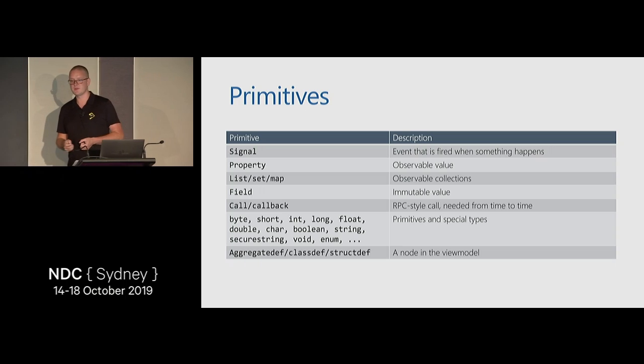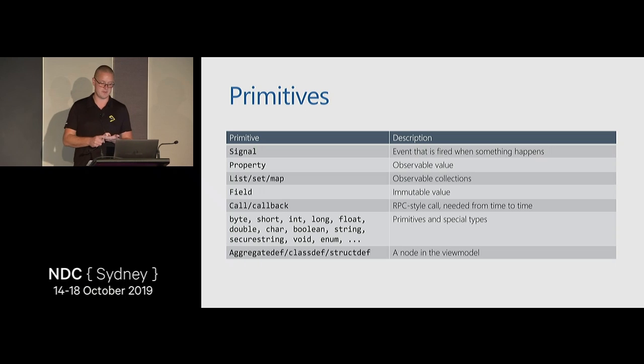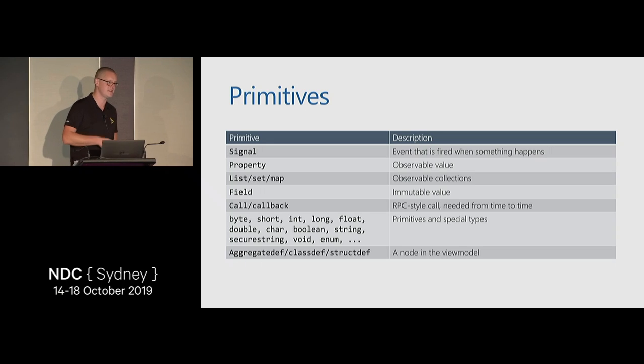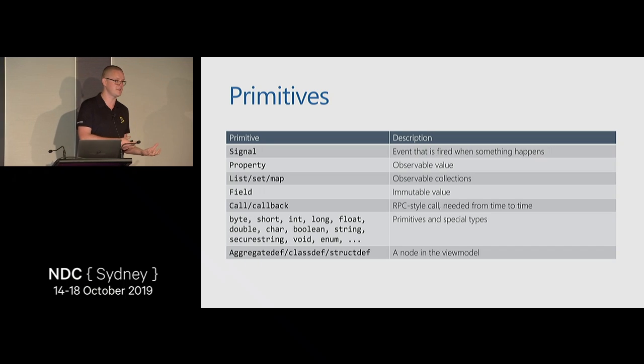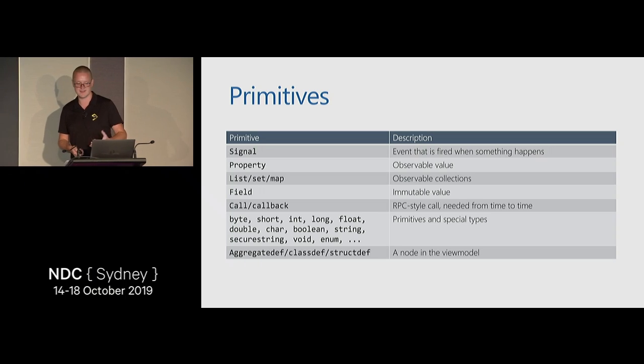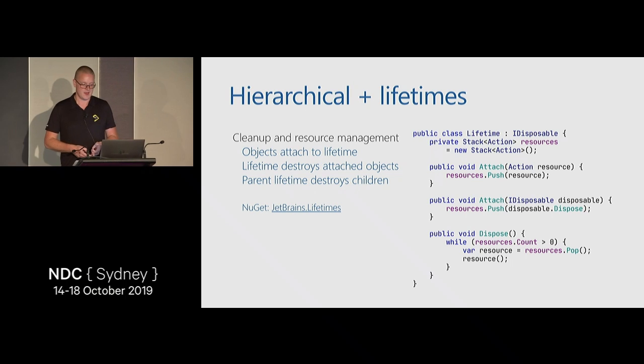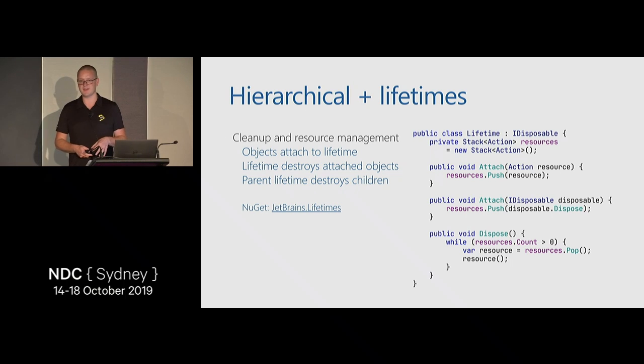The primitives in the protocol are those signals and properties, but also collections. We have strings in there, we have bytes in there, shorts. So all of the standard data types that you see on C# sites or on the JVM sites are pretty much supported. So devs don't really have to think about what the shape of the data is going to look like or what data type is in there.